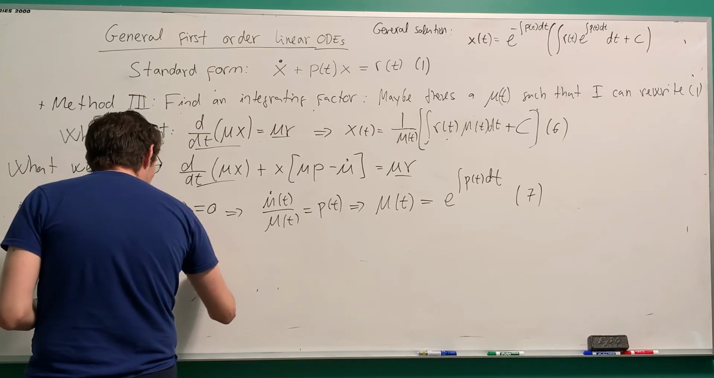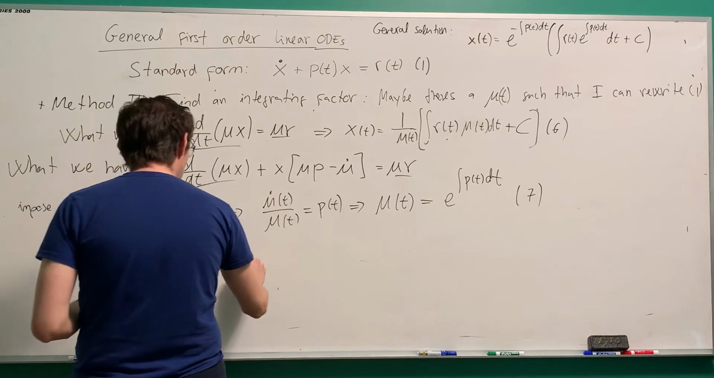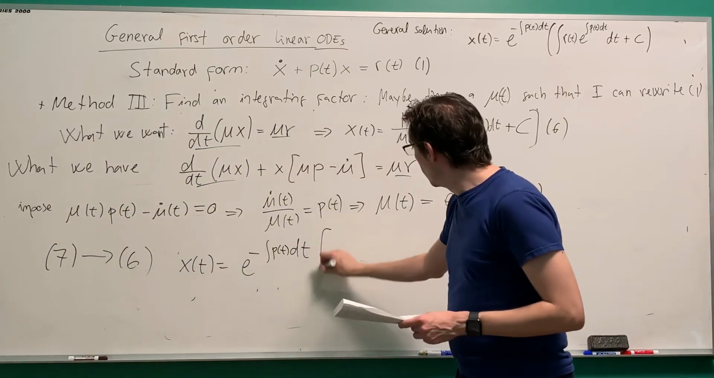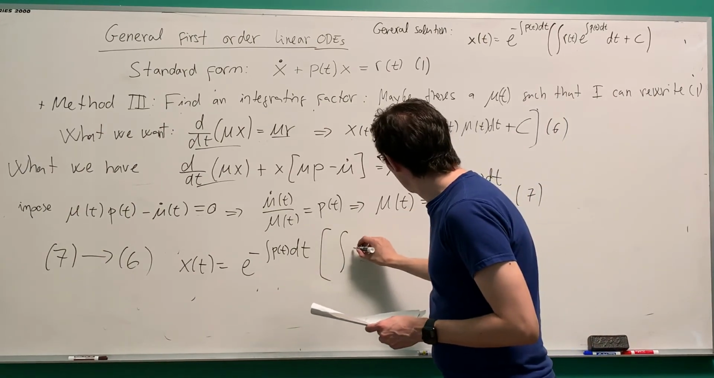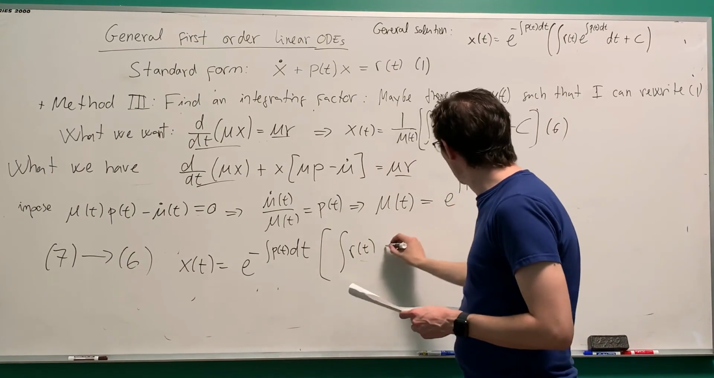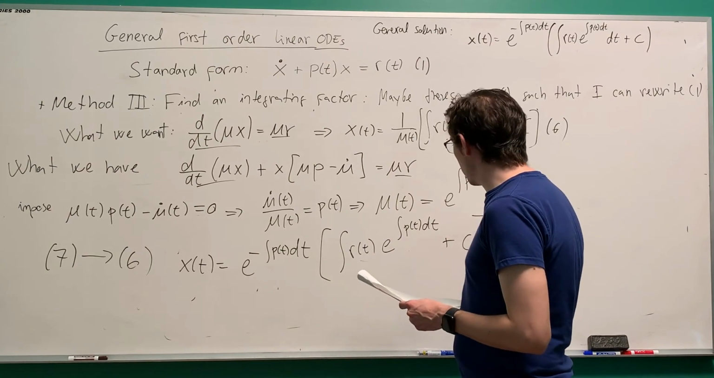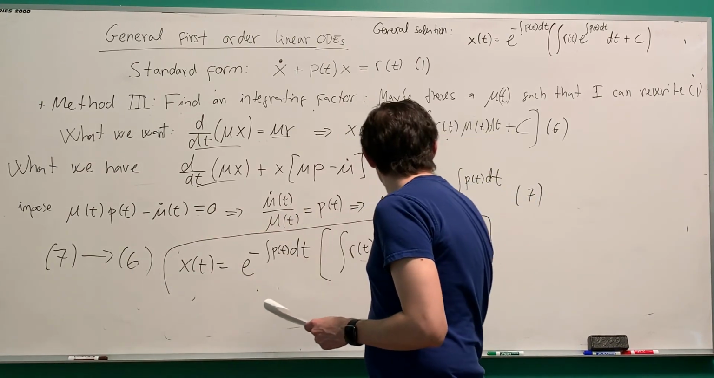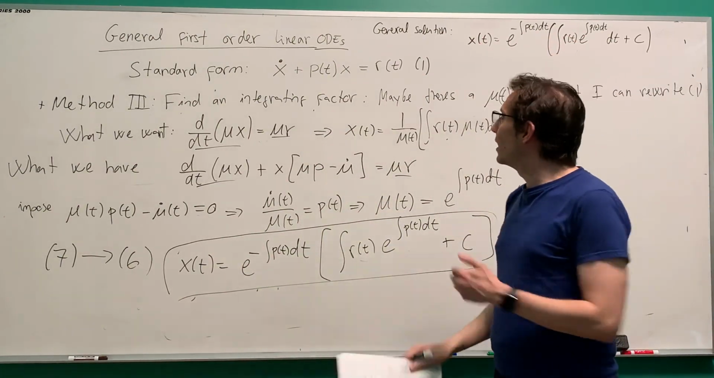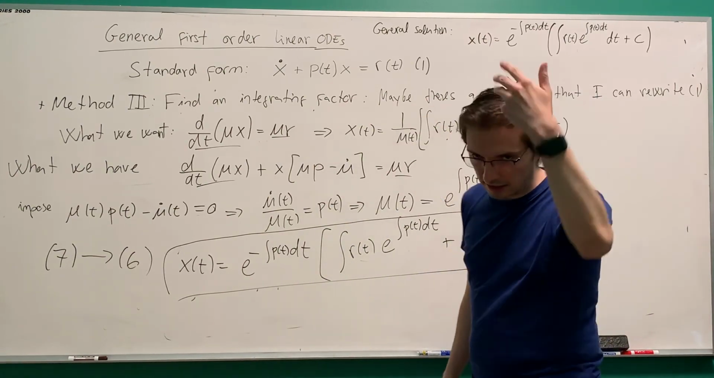Then we get that x of t is equal to, okay, 1 over this is e to the minus that, e to the minus the integral of p of t dt, multiplying the integral of r of t times mu of t, so r of t, and then mu is the exponential of the integral of p of t dt, plus a constant. There we go. And we found again the same formula that we wanted to prove. So the expression that this is the general solution of the general first order linear ODE, it's proven.